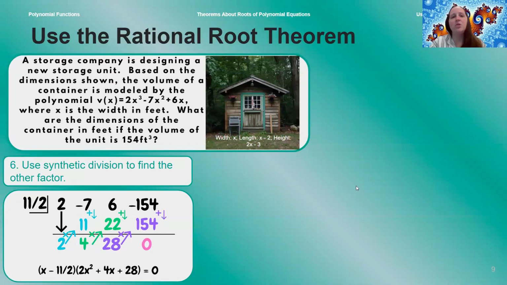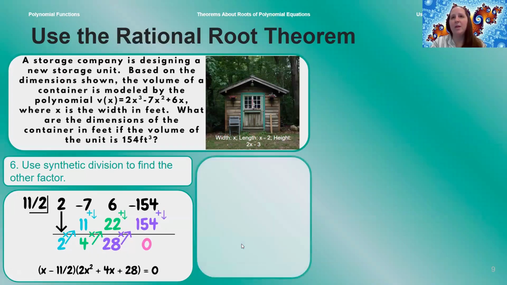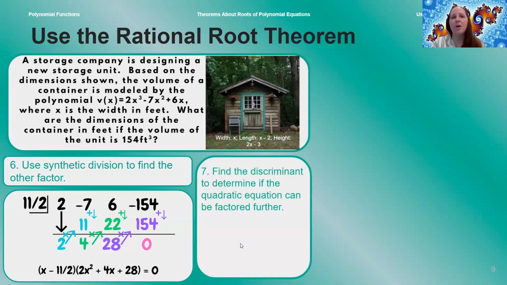The next thing that I can do is figure out what my discriminant is. So can I solve anything? I can take a 2 out of here. So I'd have x squared plus 2x plus 14. That's still not going to work if I try to factor it. So I'm going to find the discriminant to determine if the quadratic equation can be factored further.